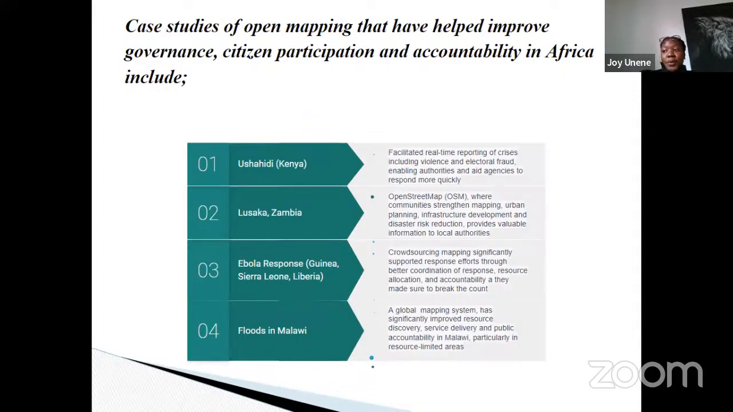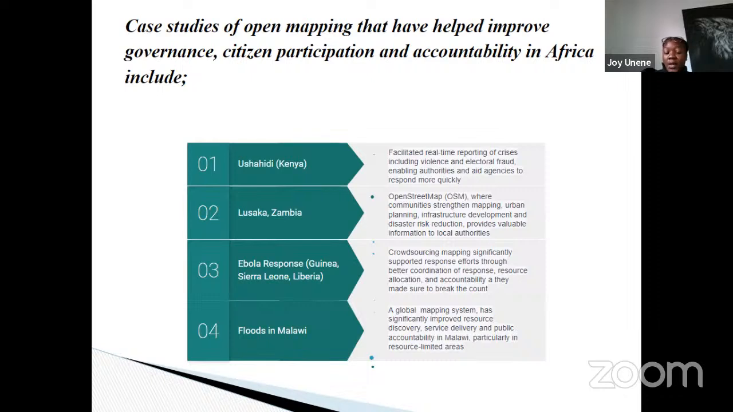This came about after the post-elections in 2009, where they came up with this platform that allows anyone who is faced with a crisis to just report where this particular crisis is happening, whether it be in their area or an area that someone else knows about. And it easily helps facilitate real-time reporting of crises, including violence and electoral fraud, enabling authorities and aid agencies to respond more quickly. So this particular platform, I think, is very good because you are able to just put up what's going on at a particular place and where you are. The authorities can easily mobilize themselves, and this is where the mapping comes into play, because particular areas are put out on a map and we see what exactly is going on in a particular area and how it can be helped.